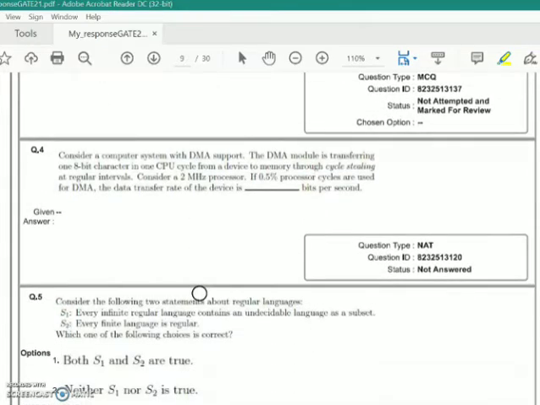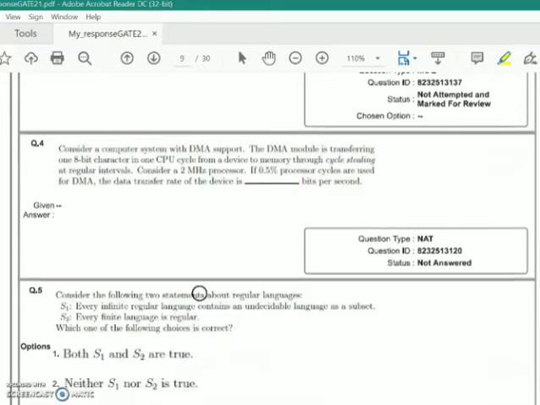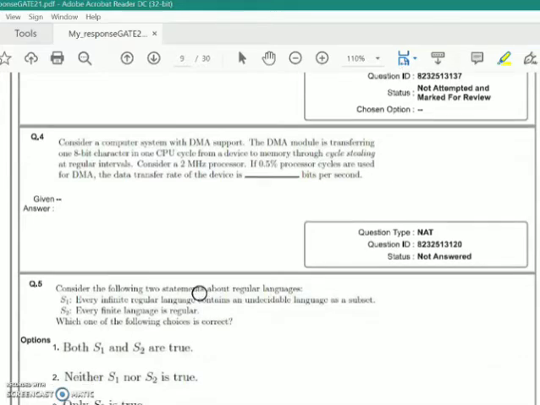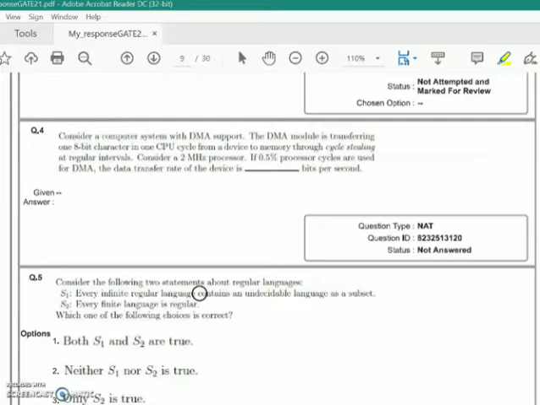Question number 4 is on DMA. The DMA module is transferring one 8-bit character. A 2 megahertz processor is given. So the device is how many bits per second? The data transfer rate is asked.